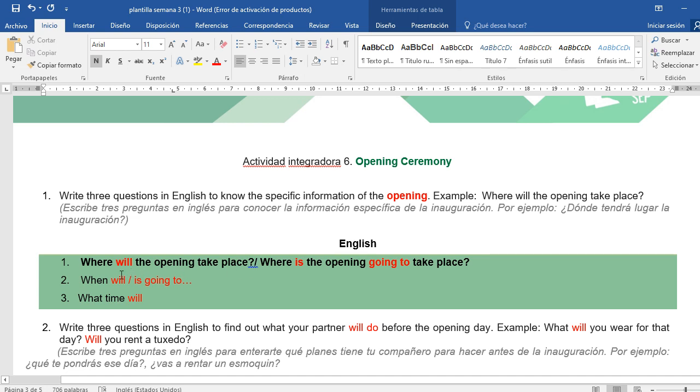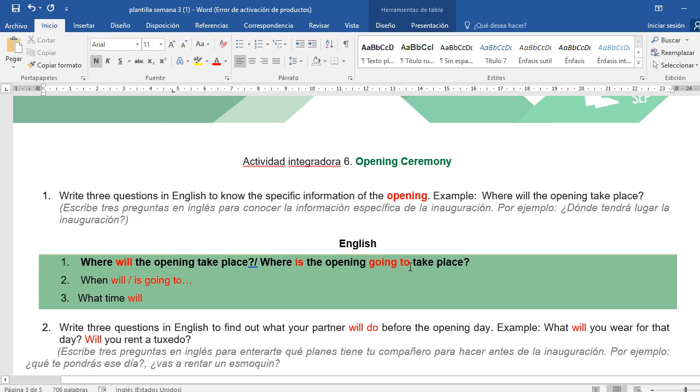So, for example, question number 1. Where will the opening take place? So you have to imagine that you've been invited to the opening, but you don't know some details. So you want to know more about the opening. So, the first question you ask is, where will the opening take place? ¿En dónde será?